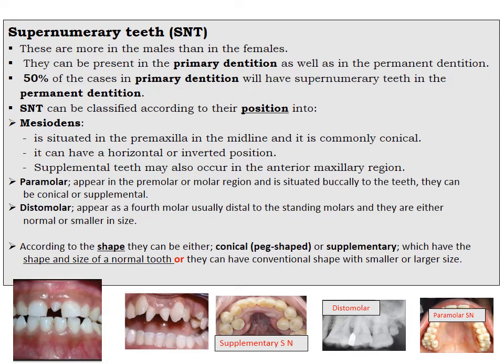Another condition which needs concern with the orthodontic treatment is the presence of supernumerary teeth, accessory teeth. These teeth are most common in males than females, and they can be present in the primary dentition and the permanent dentition. They found that 50% of the primary dentition with supernumerary teeth is also associated with the permanent dentition.